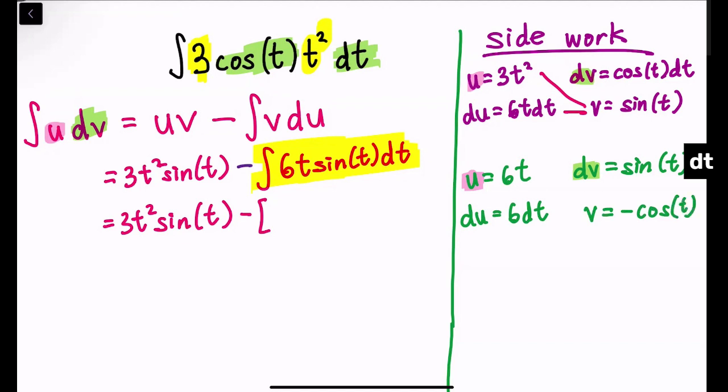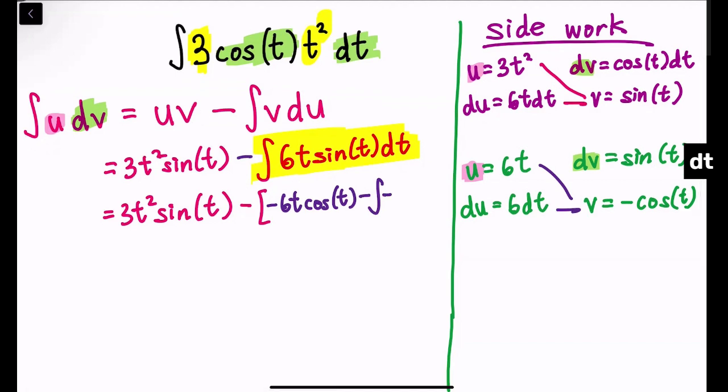Again, plug in these components into our formula. So we have u times v, so that is negative 6t cosine of t minus the integral of v times du. So that is the integral of negative 6 cosine t dt.